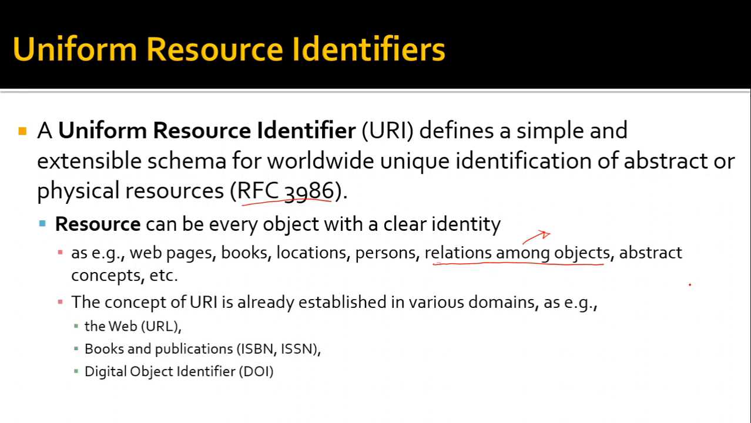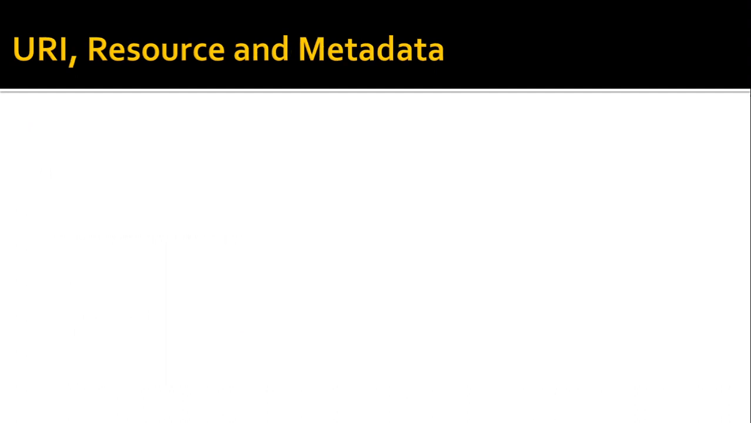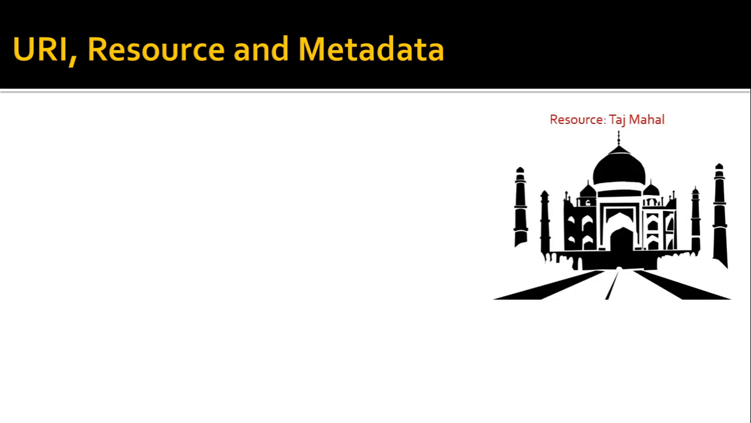Now this concept of URI is already there on the internet. So the web domain is using something like URL, which is a specific form of URI. Or the books and the publications have ISBN or ISSN, or any digital object is identified by something called digital object identifier. So all these are instances of URI, right? Now there is a very interesting relationship between this URI, resource and metadata. So you can think of this resource to be the real world thing. Metadata is the conceptual structure, and there is a representation, and all these are connected via the URI. So let us see. So we have Taj Mahal, right? Now this Taj Mahal is a real world thing, right?